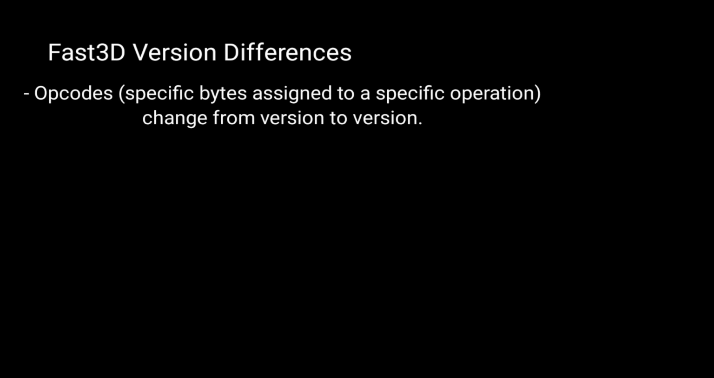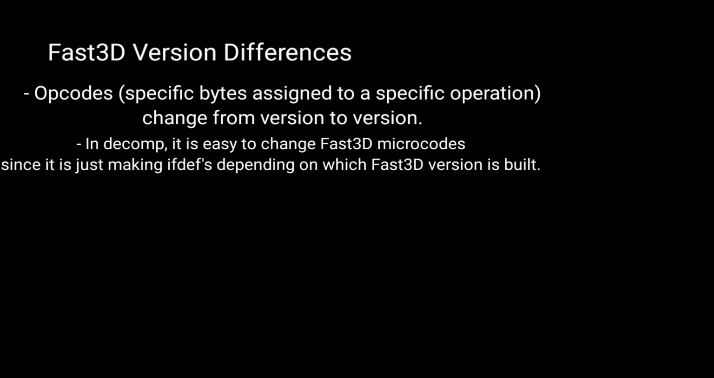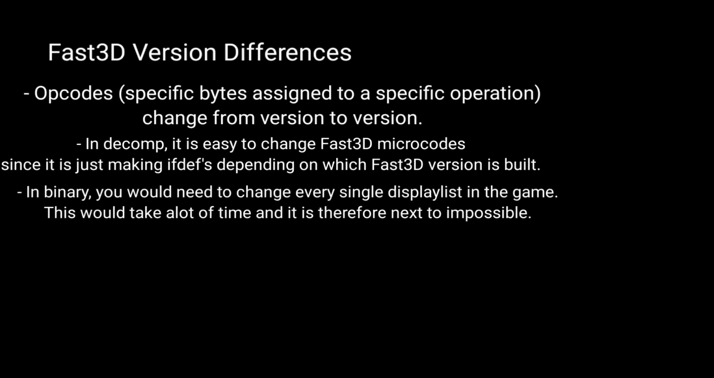First, let's talk about fast 3D version differences, since the other topics of the video are practical demonstrations. Now, what are opcodes? They are specific bytes assigned to a specific operation. These change from version to version. In decomp, it is easy to change fast 3D microcodes, since it is just making if-defs for the opcodes depending on which fast 3D version is built. In binary, you would need to change every single display list in the game. This would take a lot of time and it is therefore next to impossible.